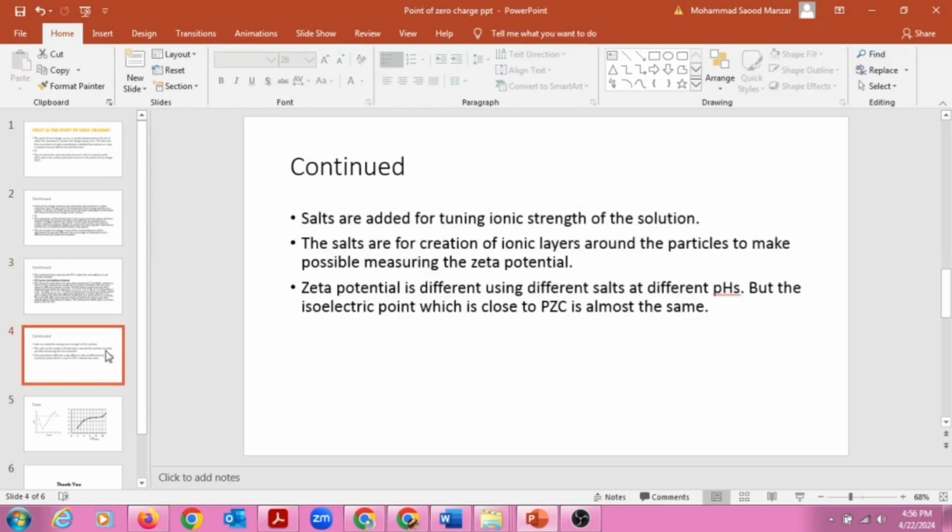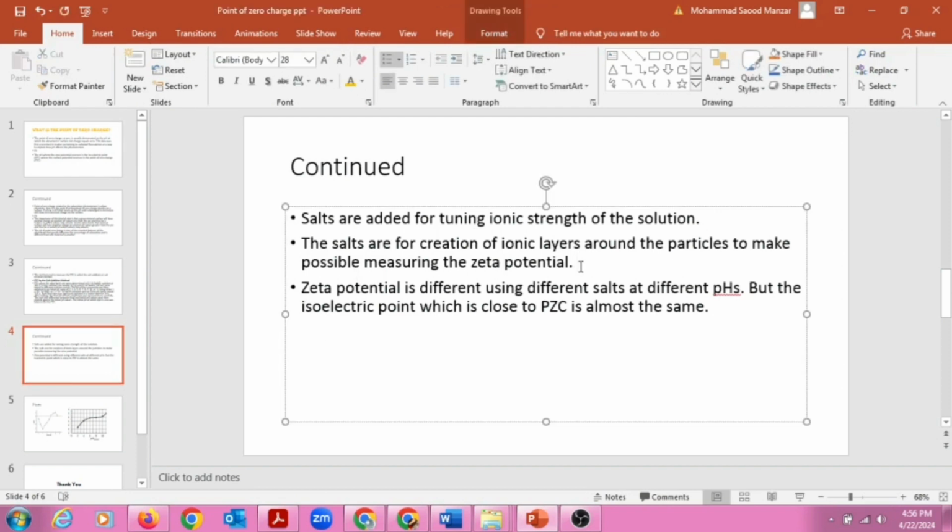In continuation, the salts which we use are added for tuning the ionic strength of the solution, and also for creation of ionic layers on the particles to make it possible to measure the zeta potential or the point of zero charge. And zeta potential is different using different salts at different pH, but the isoelectric point, which is close to the point of zero charge, is almost the same.